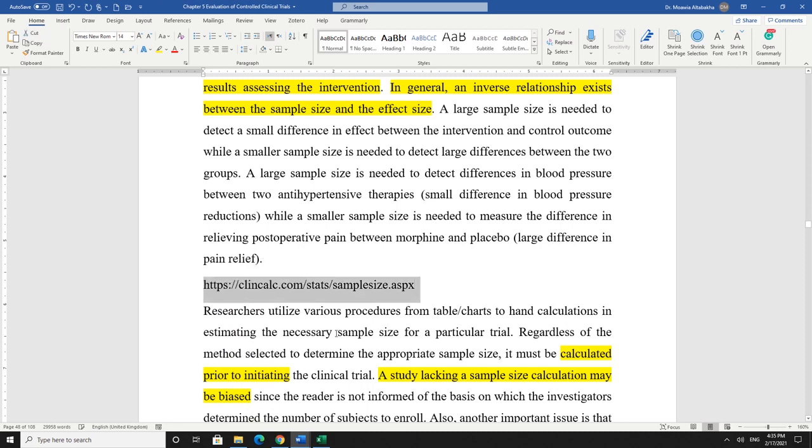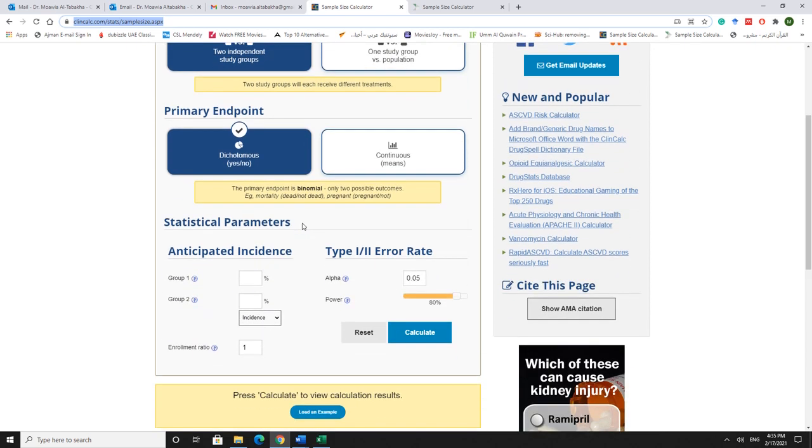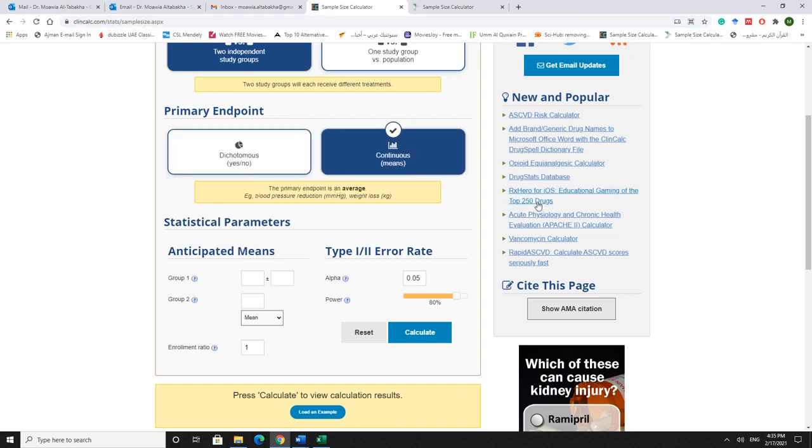Okay, it's this one, clincalc.com/stats/samplesize. You have to first tell the calculator what you are intending to do. Are you having two groups, independent groups like in a controlled clinical trial, or do you have one group and you want to compare it to the population? Your endpoint, is it a continuous type?